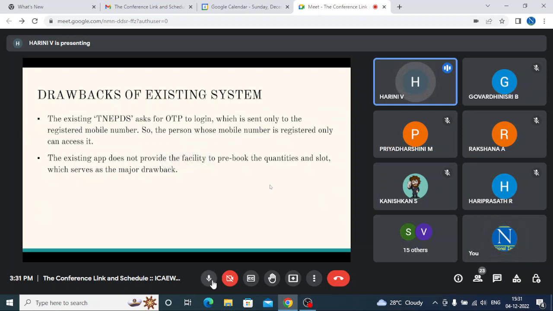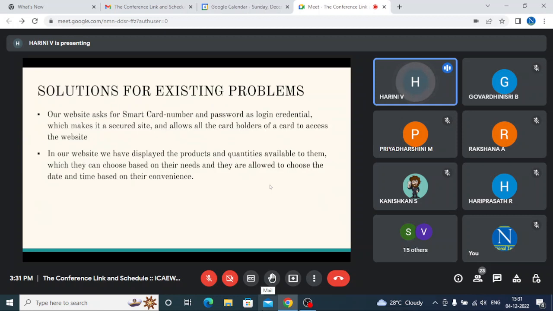To overcome all those problems, we have come up with a solution in our website. In our website, we ask for the smart card number and a secured password, which is created by the users themselves, or can also be provided by the TN ration shops for the particular family. As the smart card number is linked with the password, we can feel safe that our data is not being lost. And we have given the facility to pre-book the commodities which we need, and we have also added the options of choosing the date and time slot which we want, sir.